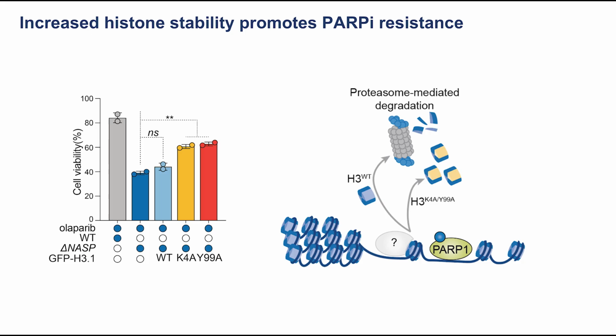But as you might see in this graph, there is still a question mark remaining in my schematic. And this is because NASP itself actually does not go to the chromatin. So there need to be additional factors involved in this pathway. And to identify these, we turned back to genetic screens.